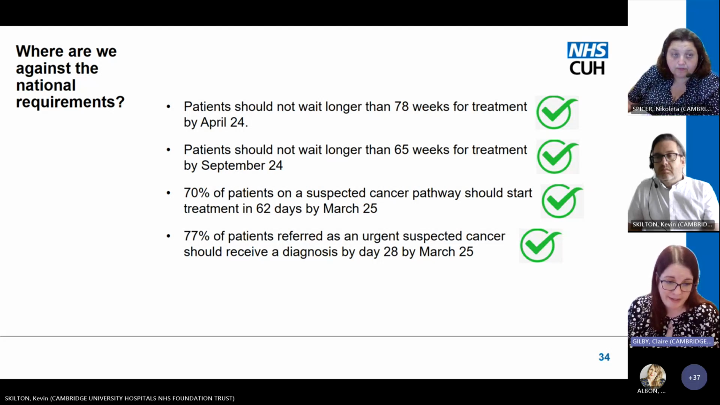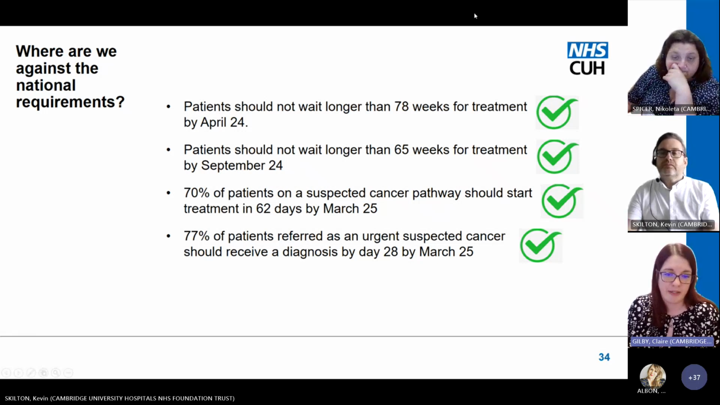And then the last requirement there is around 77% of patients who are referred as an urgent suspected cancer, so the old 2-week wait, as some of you all know, should receive a diagnosis by day 28, and that's again by March 25. We've been in the 80+% again since early last year. So again, way ahead of target, which is fantastic. And the most important thing there is not the targets. It's that as a patient, if you were referred on these pathways, you would get that diagnosis and treatment quickly. And for those patients who have been waiting a long time, that wait time is coming down. So again, a huge thank you to you all.